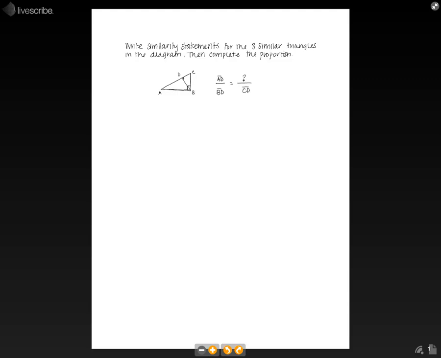Okay, so we have this big triangle, ABC, and the altitude here is the line DB. So it's drawn perpendicular to the hypotenuse of the triangle through point B. Alright, so the theorem we have that applies to altitude is: if the altitude is drawn to the hypotenuse of a right triangle, then the two triangles formed are similar to the original triangle and to each other. Okay, so basically we can write three similarity statements.